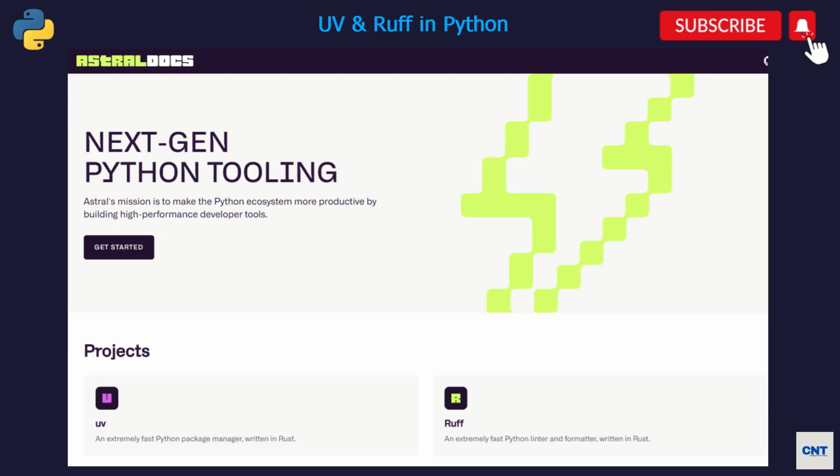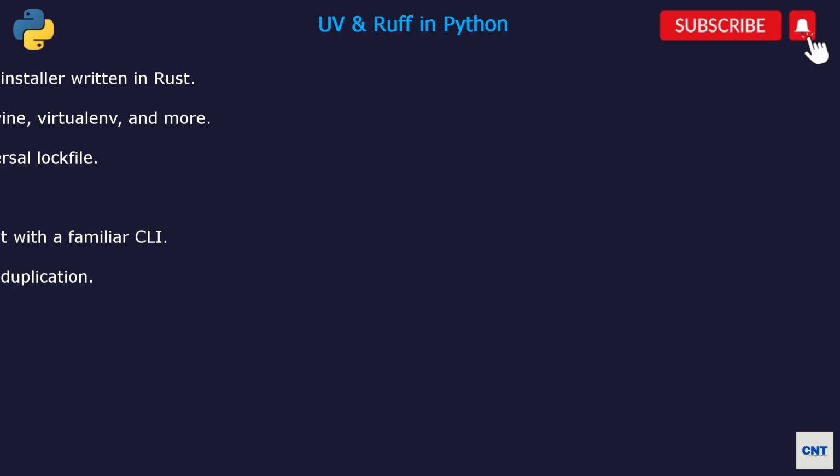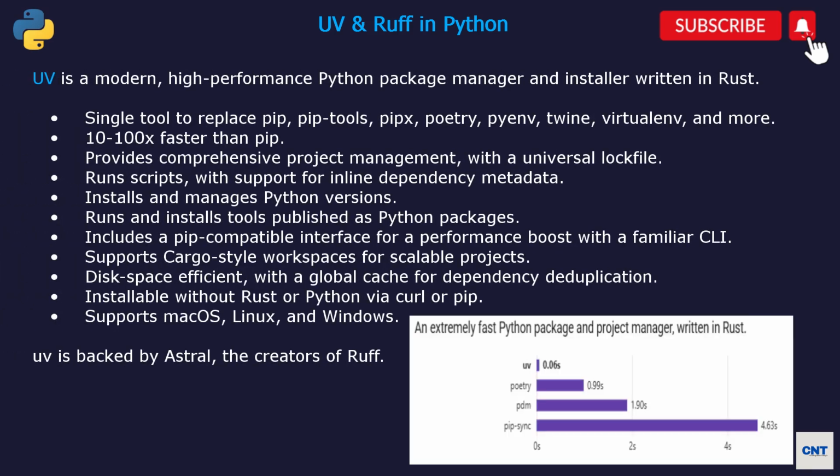If you are a Python developer, you may have heard about this tool called UV that everyone's talking about. UV is a new generation Python package manager which is designed to address common pain points in the Python ecosystem such as slow installation times, dependency conflicts, and environment management complexity. It is 10 to 100 times faster than traditional package managers. In this tutorial, we will cover all essential aspects of UV so you can start using it immediately.